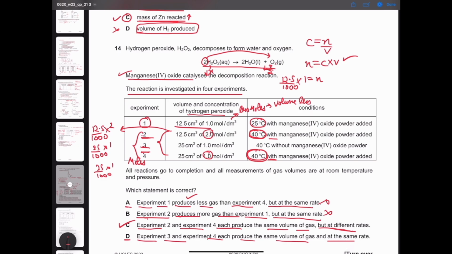Now this is problematic here because concentration is same, correct? Temperature is also same, correct? But the catalyst in experiment 3 they are not using the catalyst. In 4 they are. So it should be different. That is why D is wrong.